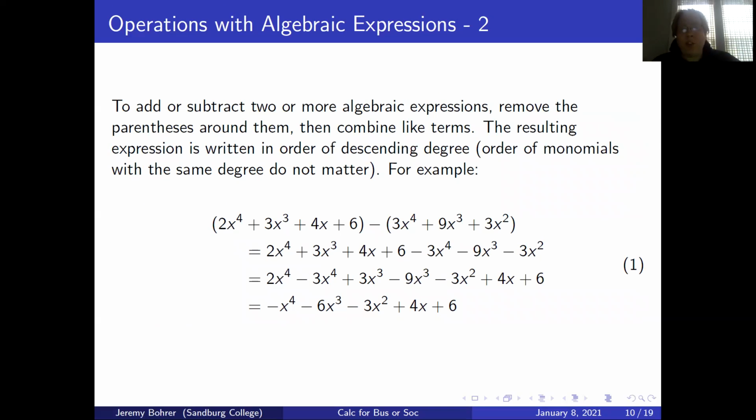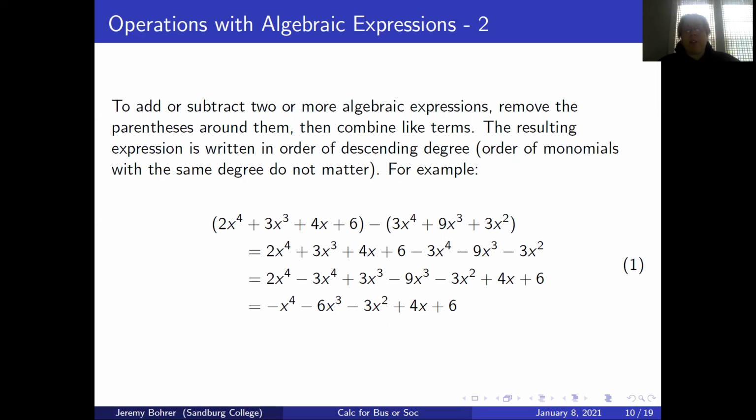To add or subtract 2 or more algebraic expressions, remove the parentheses around them, then combine like terms. The resulting expression is written in order of descending degree. Order of monomials with the same degree does not matter.